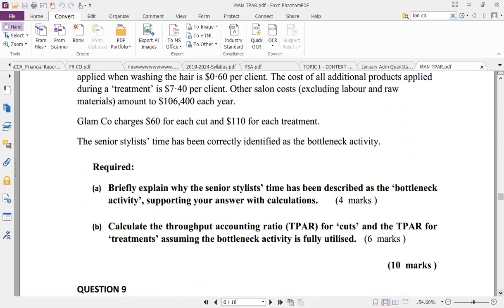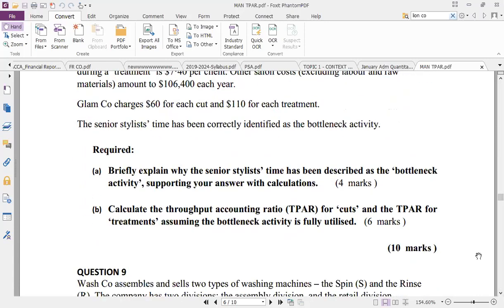Now, what's the requirement? Briefly explain why senior stylist time has been described as a bottleneck resource or bottleneck activity. Please support your answer with relevant calculation formats. So this is the determination of what? The limiting factor.